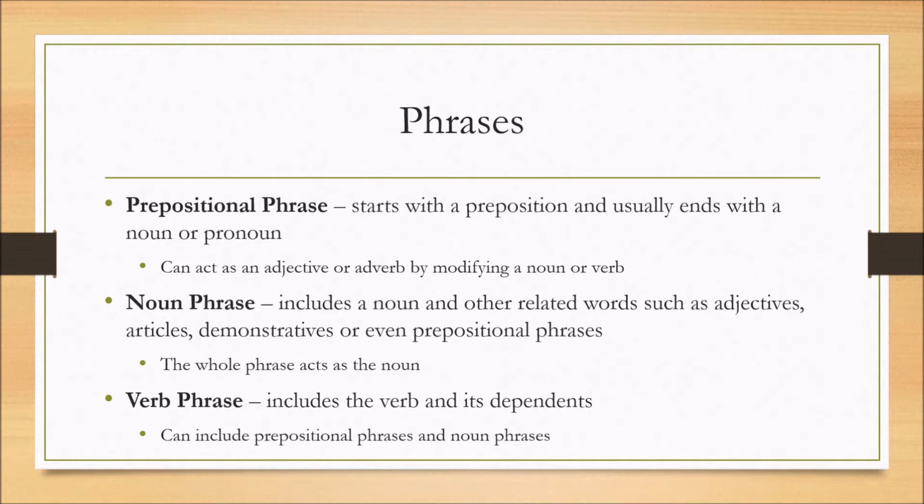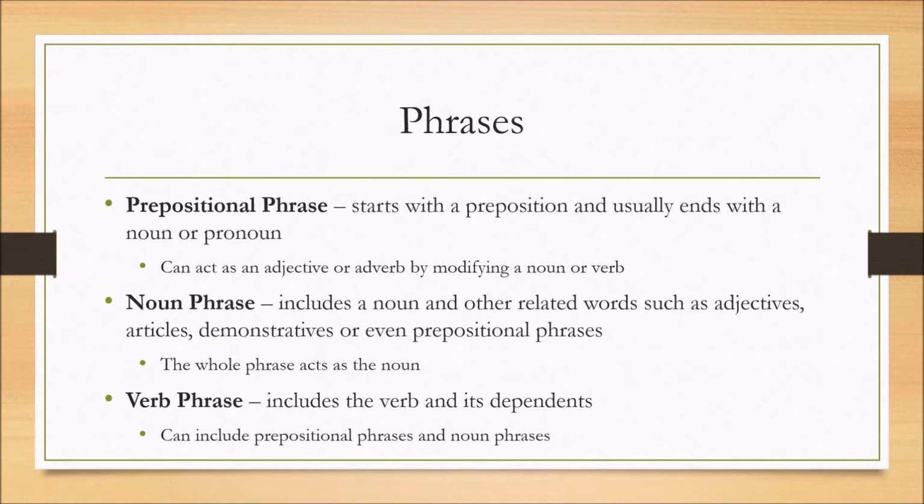Phrases. A prepositional phrase starts with a preposition and usually ends with a noun or pronoun. An example sentence would be, the boy beside the blue car is my brother. Beside the blue car is the prepositional phrase. In this sentence, it's acting as an adjective because it's modifying the boy. Where is he? He's beside the blue car.